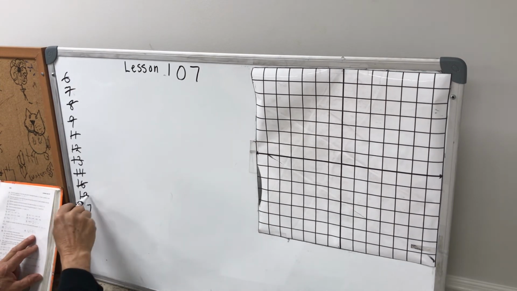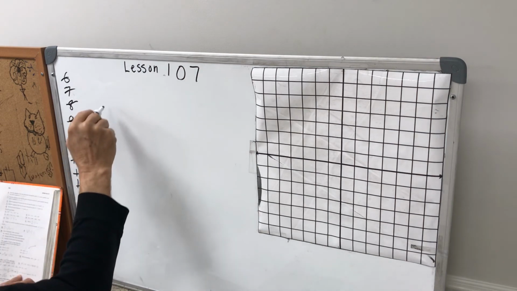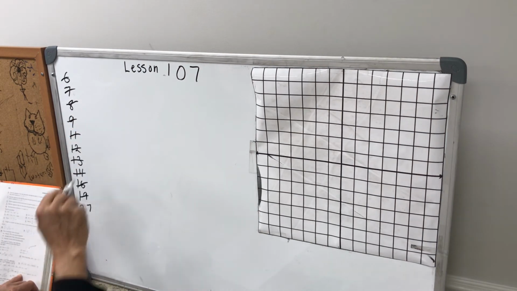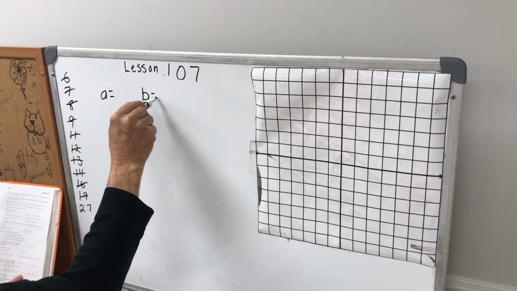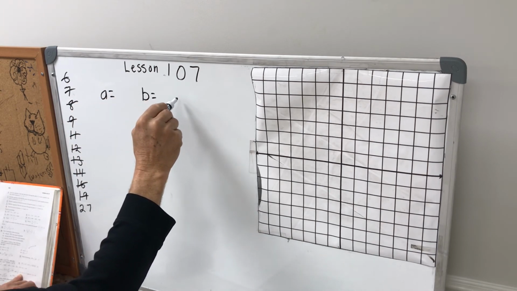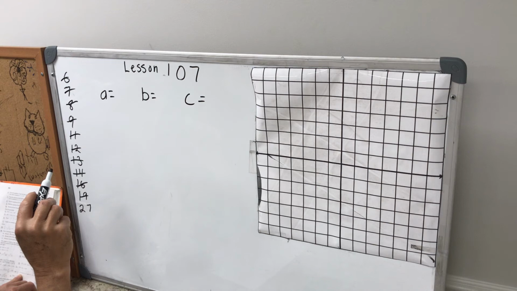One more time, on 27, all I'm going to do is just help you solve for A equals, B equals, and C equals, in case you struggle with this one. Once I get these, I'm going to let you go. You finish the rest of it by yourself.